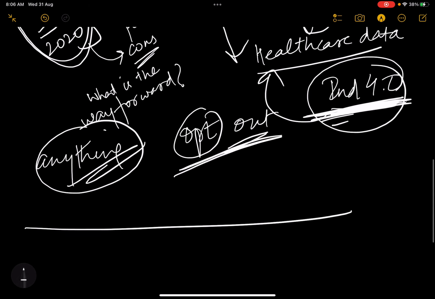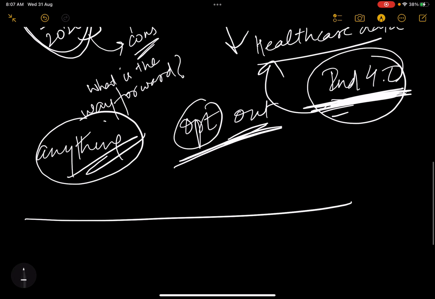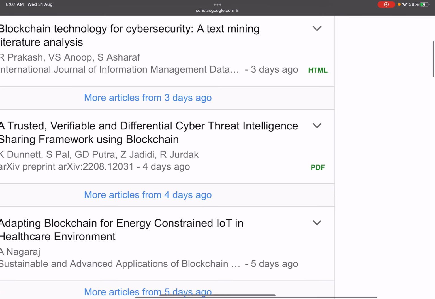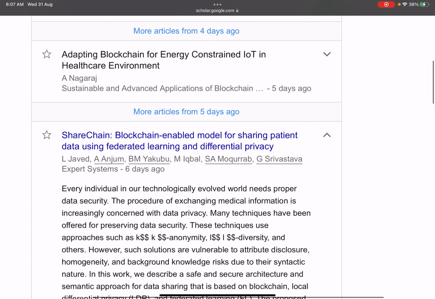If I randomly ask you to bring a title and do this, it would be very difficult. But if you go via this particular strategy, it would be very, very easy for you. For example, let's go for the share chain. Now they've named their model. They named it share chain. Then they're saying blockchain enabled model for sharing patient data.